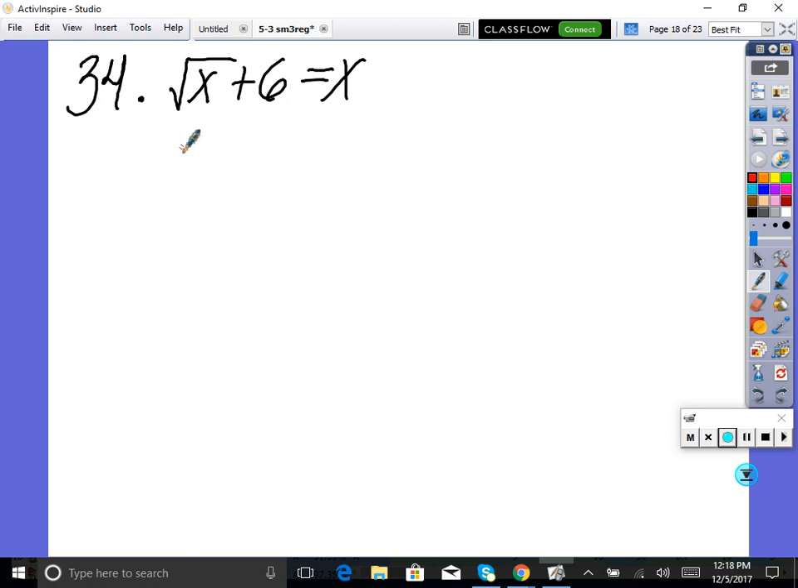You gotta do what? Yeah, she's right. We've got to subtract 6. Guys, the first rule is get the radical alone. Root x equals x minus 6. What's my next step? Yep, square both sides.